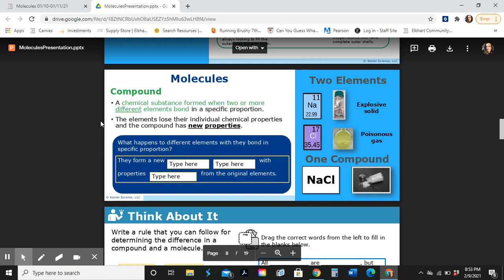A chemical substance formed when two or more different elements bond in a specific proportion is called a compound. The elements lose their individual chemical properties and the compound has new properties. What happens to different elements when they bond in specific proportions? They form a new blank with properties blank from the original elements.